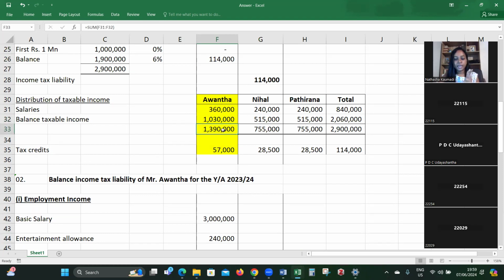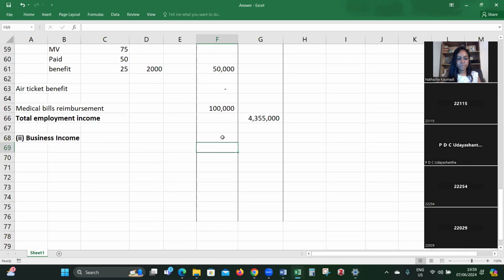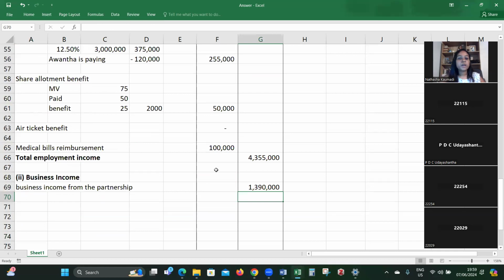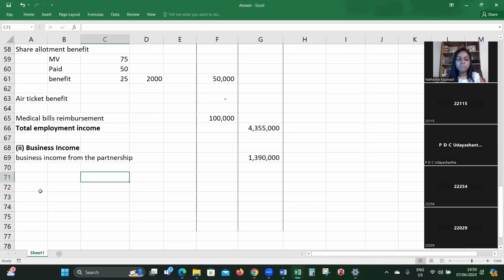So altogether, he has received 1.39 million business income. This is his business income, right? We have to take that. Business income from the partnership. There's no other business, no? Right? We can take it directly to the second column. There's no other benefit. 1.39 million. Right. I hope that's clear. You don't have to do any other computation for that. And then we don't have any other business income. That's it. And then we can move to the next.